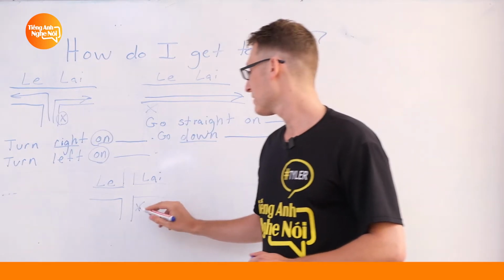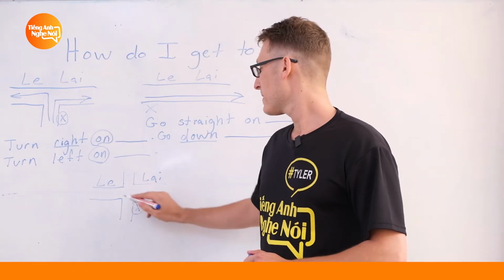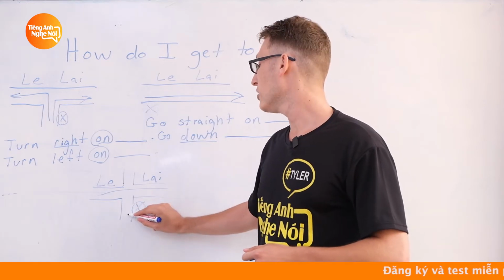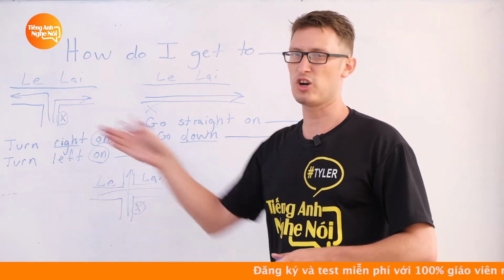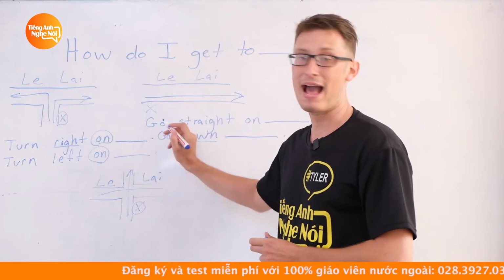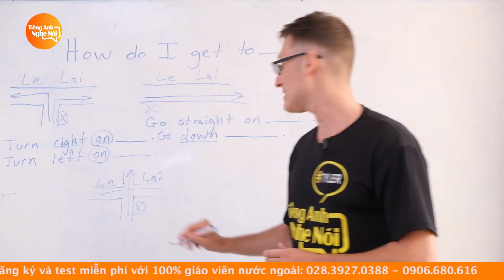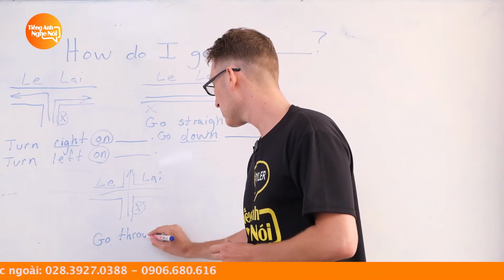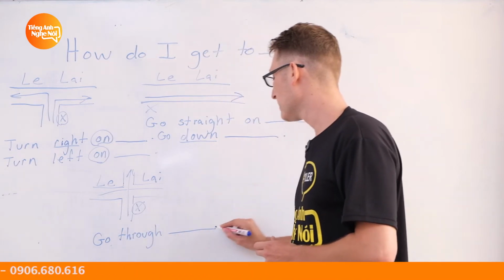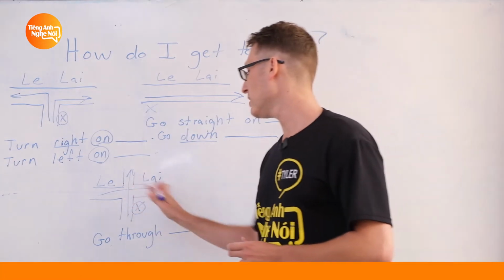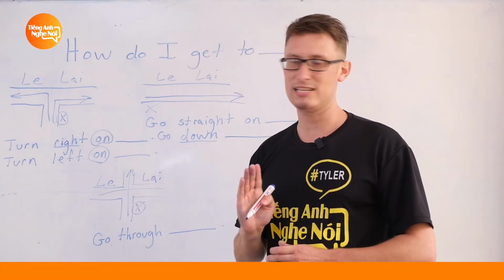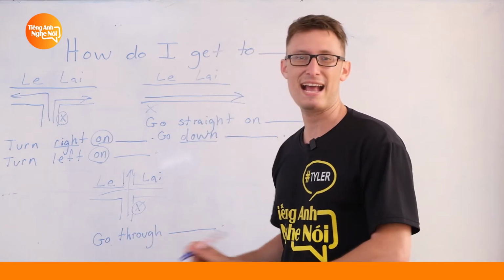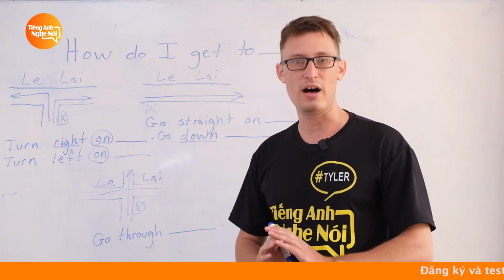One more. If we are here, and this is Lay Lai Street, and you want me to go, don't turn, just go straight and go past the street. You can say, go through Lay Lai Street. That means you do not turn, you see the street, but you just keep going. You say go through and you don't need to say on.